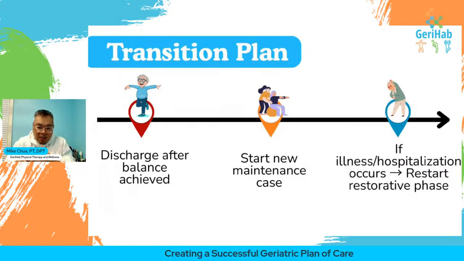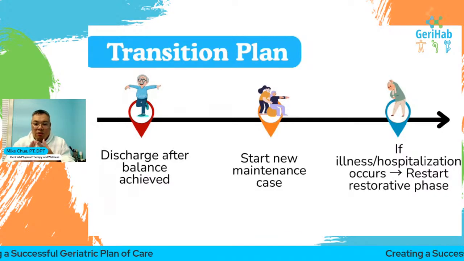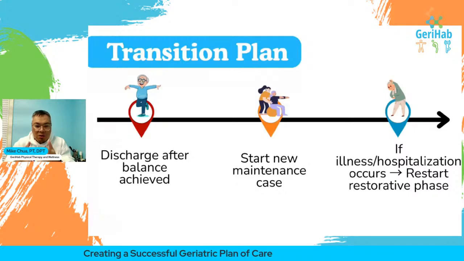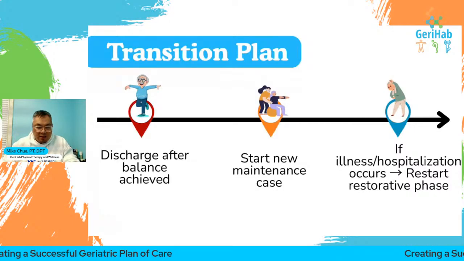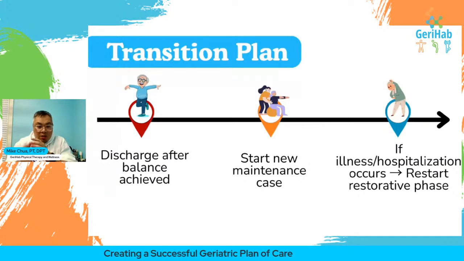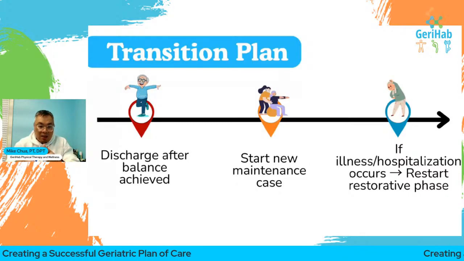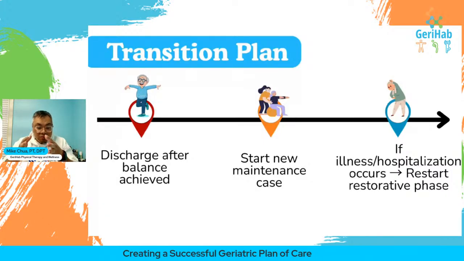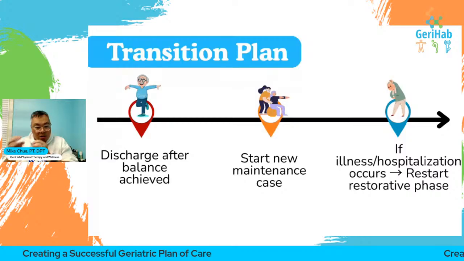Now, if they get sick, they get hospitalized, they fell, they got COVID, pneumonia, their dementia progresses, their Parkinson's progresses, their MS progresses. Would you keep them under the maintenance program? No. You restart a restorative phase because they're in bed for like how many days at the hospital? 3, 4 days, 1 week. They went to the nursing home. You need to restart a restorative phase again and do a new reevaluation, showing that the patient has declined. We need to restore her function and then bring her back to that maintenance program again.